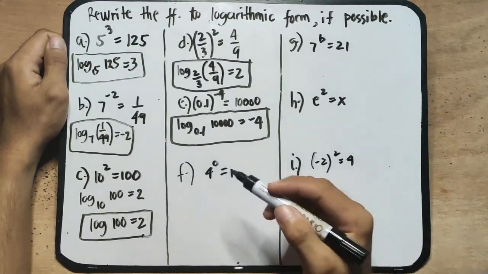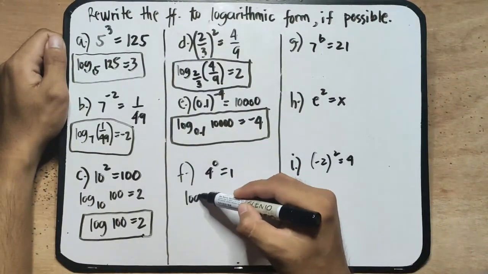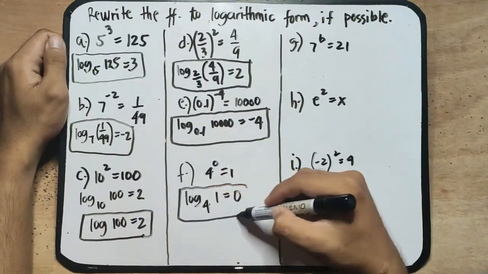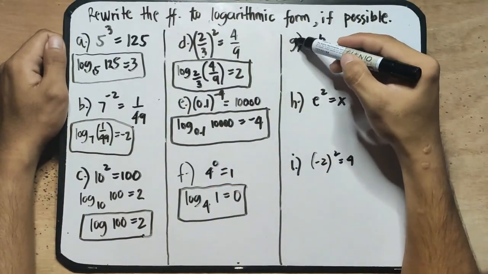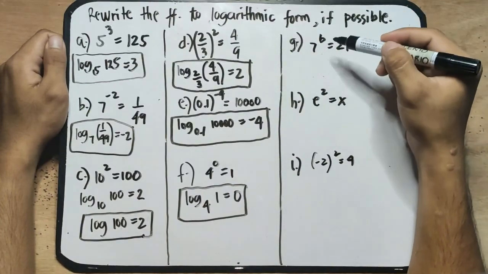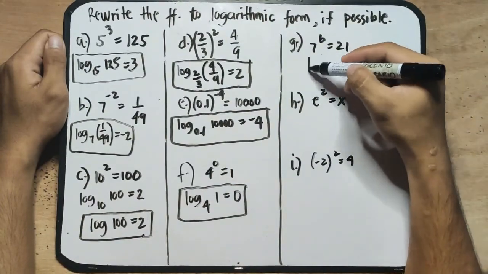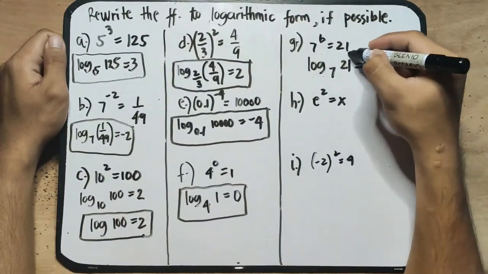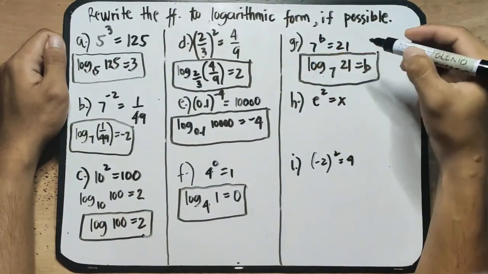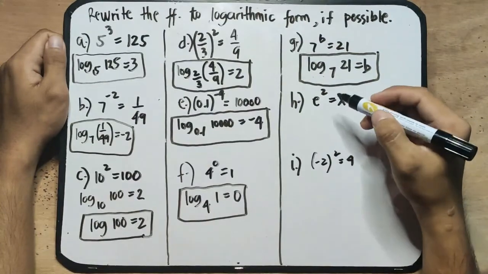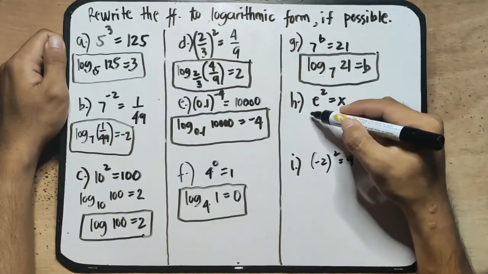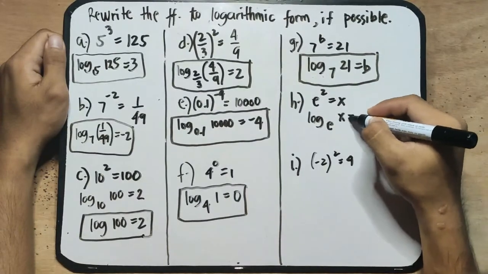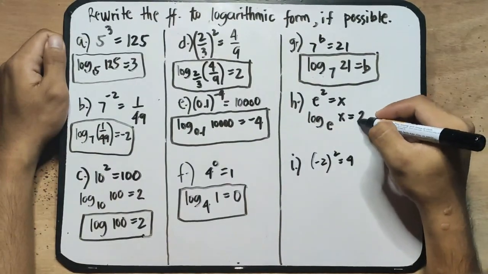Sixth item, 4 raised to 0 is equal to 1. This will be log base 4 of 1 is equal to 0. The seventh item, 7 raised to b is equal to 21. This will be log base 7 of 21 is equal to b. Item 8, we have e squared is equal to x. So this will be log base e of x is equal to 2.